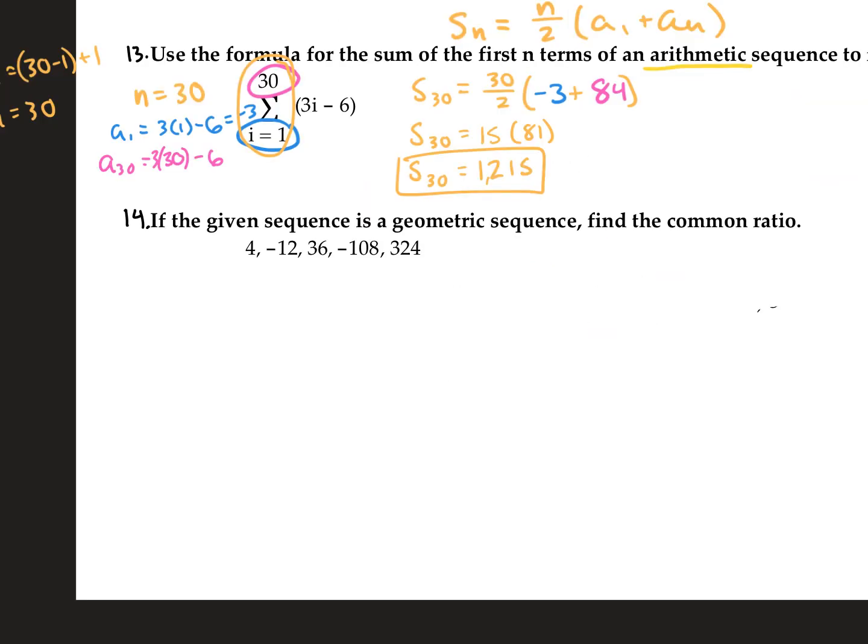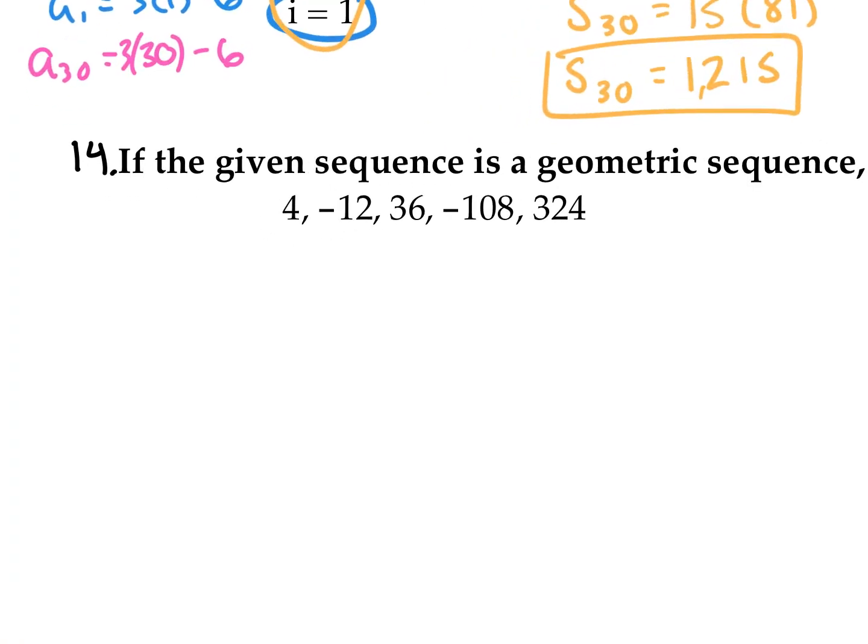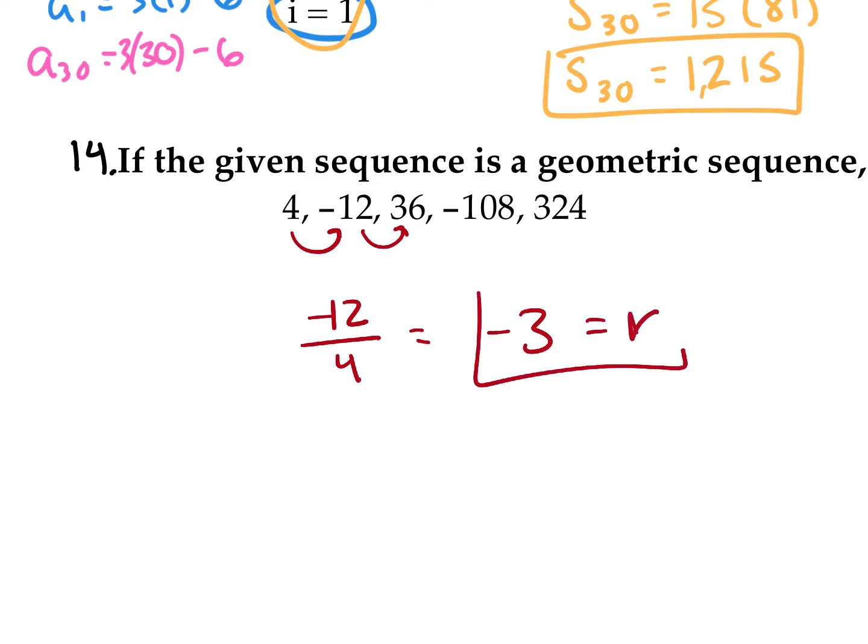So 14 says, if the given sequence is a geometric sequence, find the common ratio. How do I find the common ratio? Yeah, you can see what you're multiplying by, or if it's something that you can't clearly see what you multiply by, always do the second term divided by the first. So this would be negative 3 is my common ratio. It's in the video. We did it yesterday. So just divide the second term by the first one, or you could divide the third term by the second term. It'll give you the same common ratio.